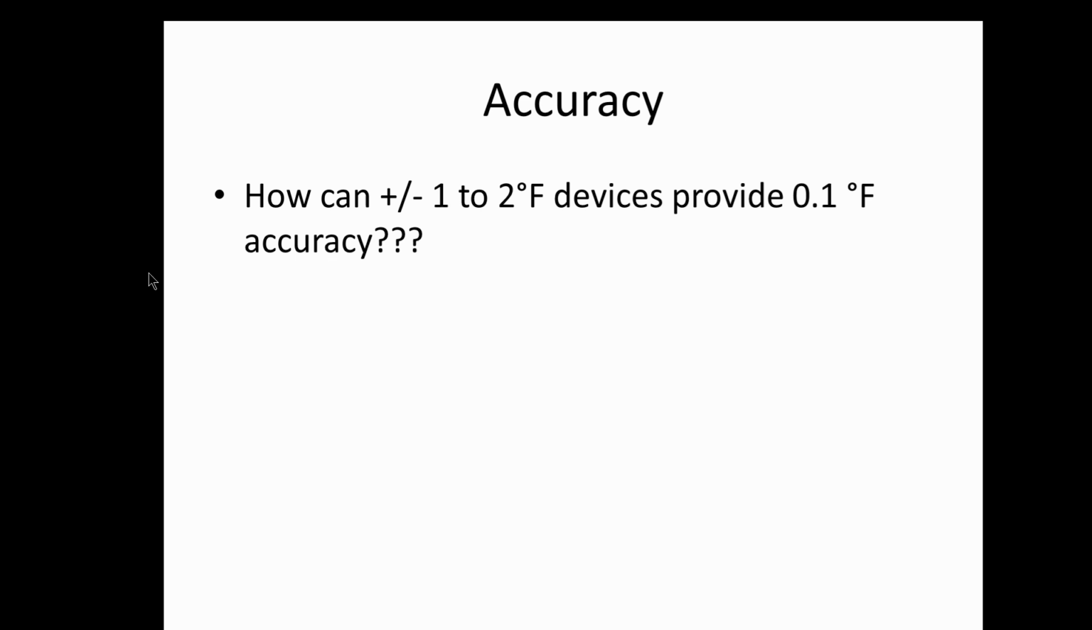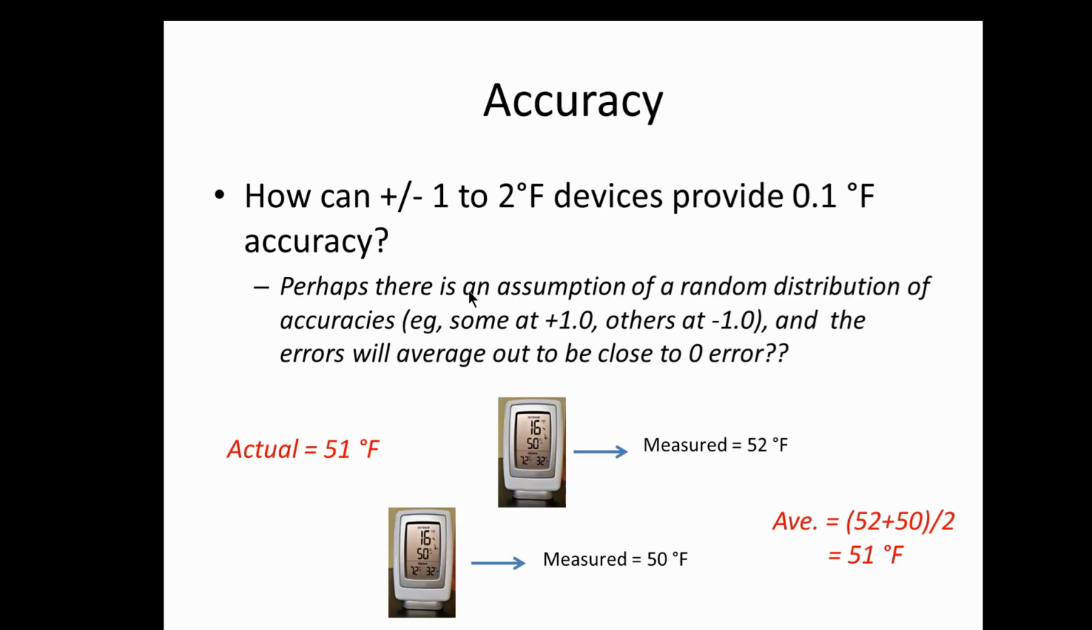And at one point it occurred to me, maybe there is an assumption of a random distribution of accuracies. In other words, say some devices are reading high by 1 degree, others are reading low by 1 degree, and those errors will average out to be close to 0 error. So, for example, let's say I've got 2 devices, and they're both measuring an actual temperature of 51 degrees Fahrenheit. And let's say one of them measures 52, which is 1 degree high, and the other measures 50, which is 1 degree low. If you take the average of those, you will get the exact right answer. 52 plus 50 divided by 2 equals 51.